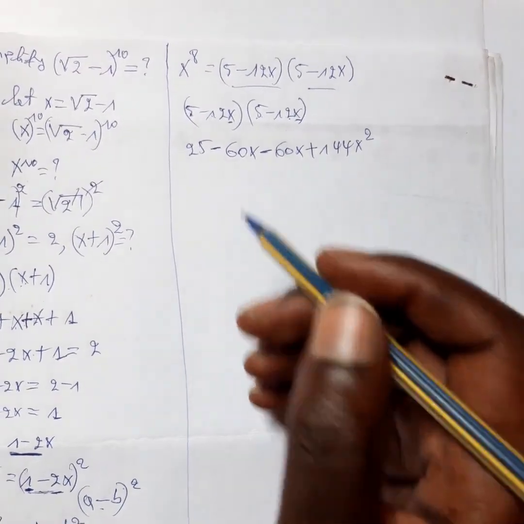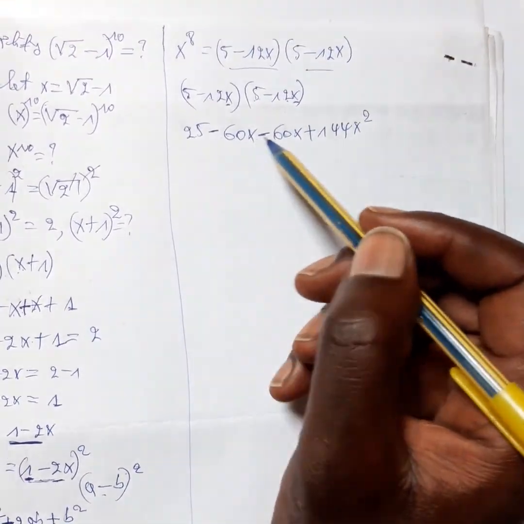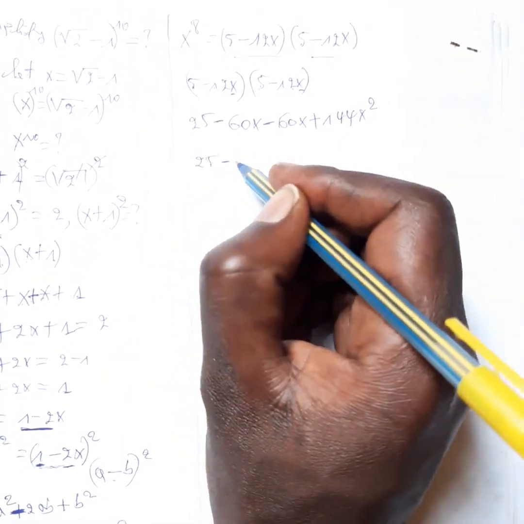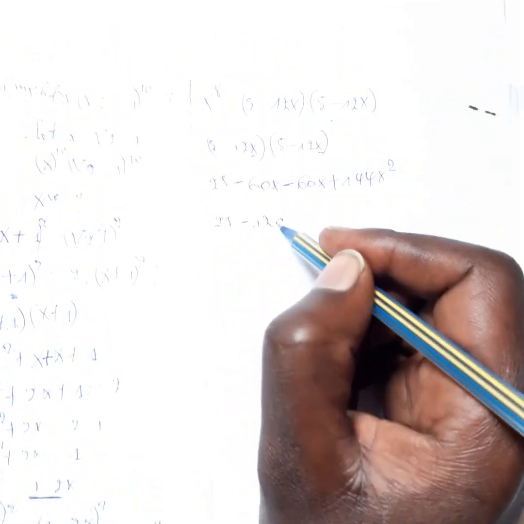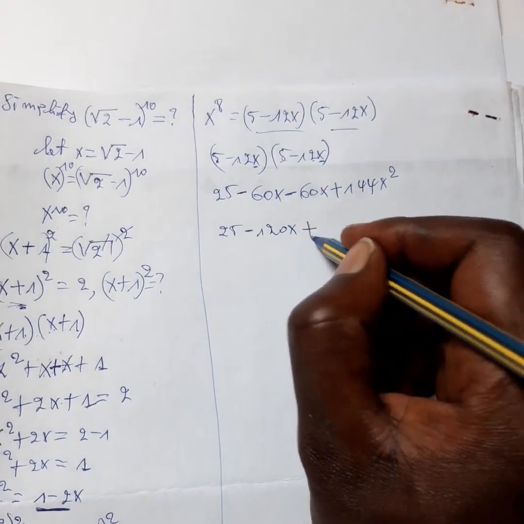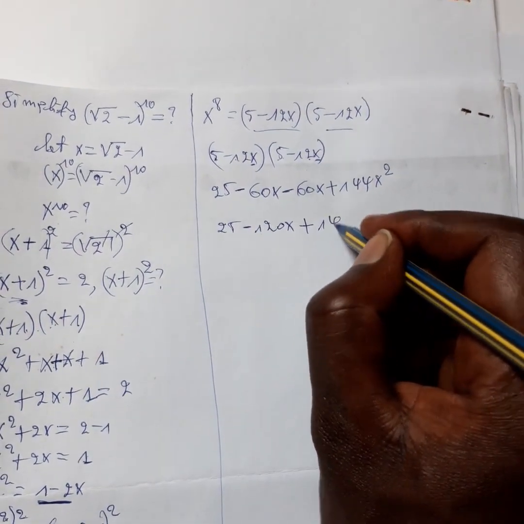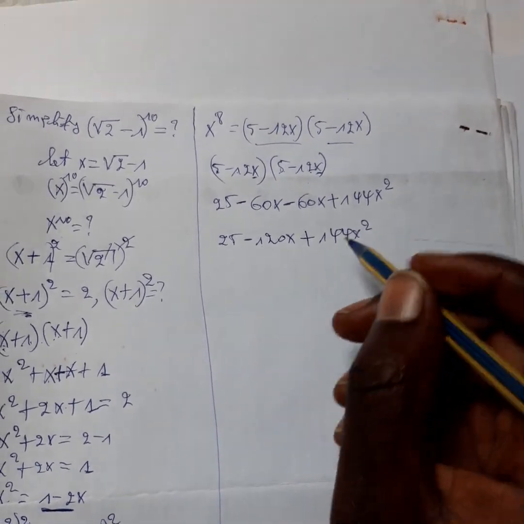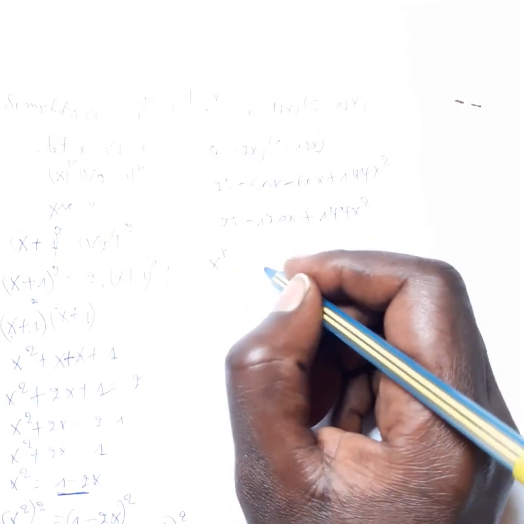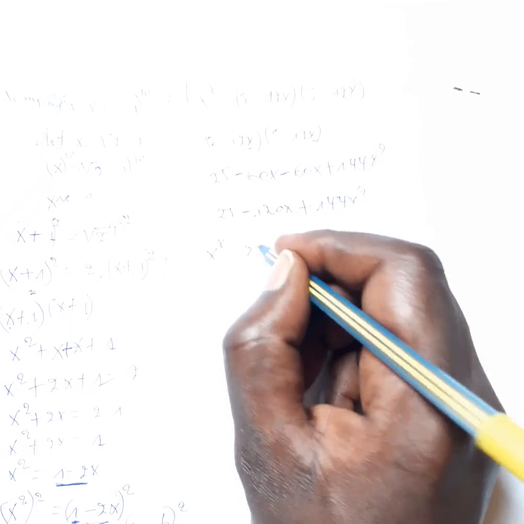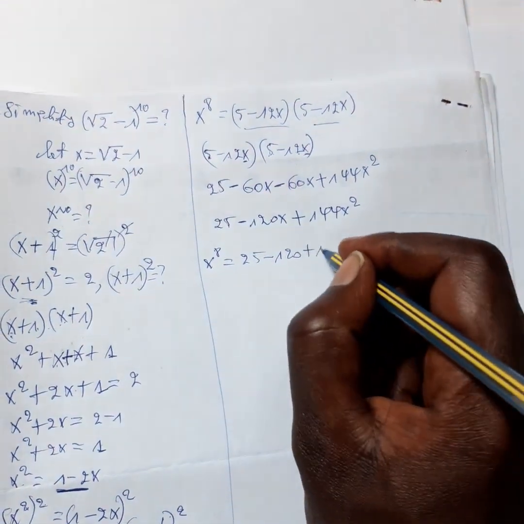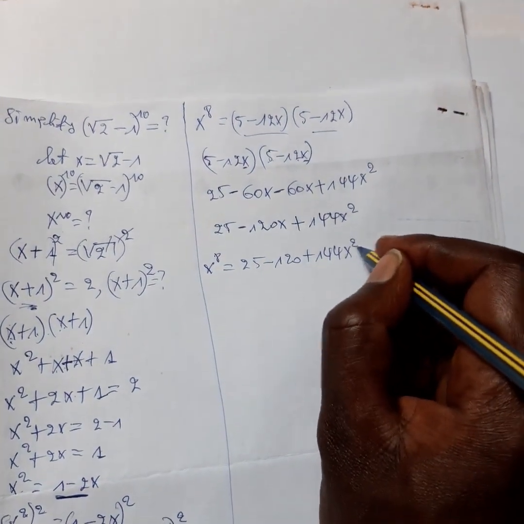Here we have to sum up these terms. So we will have 25 minus 120x, then plus 144x squared. So x to the power 8 will be equal to 25 minus 120x plus 144x squared.